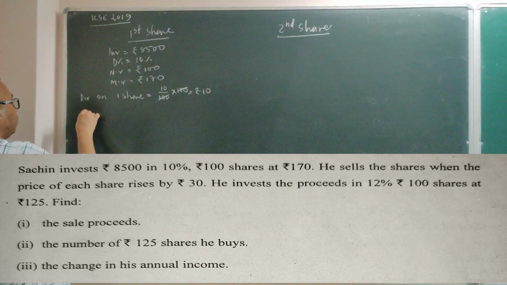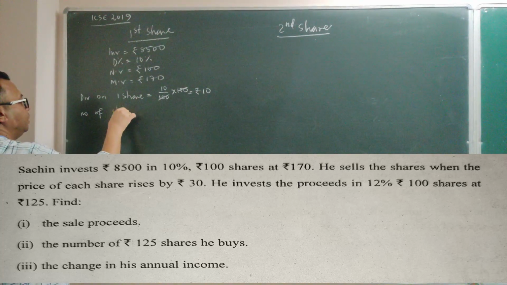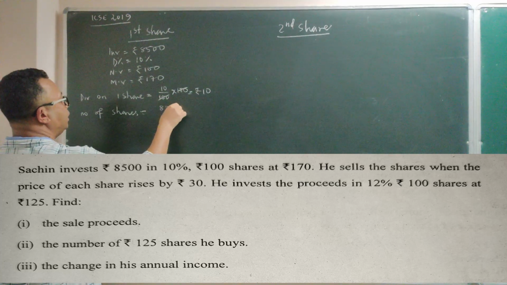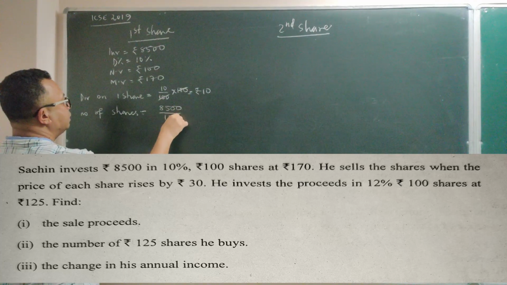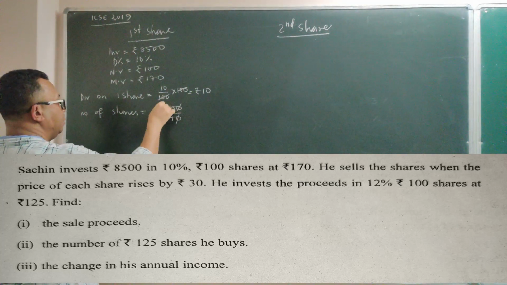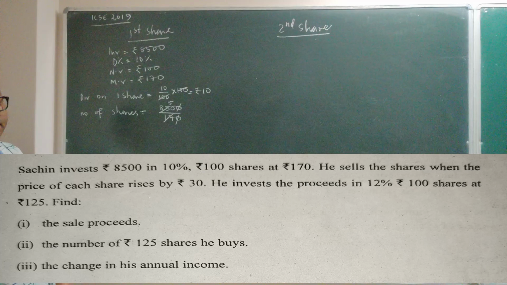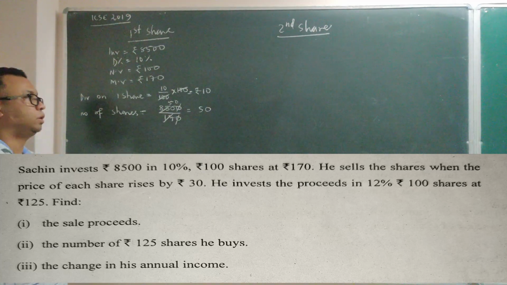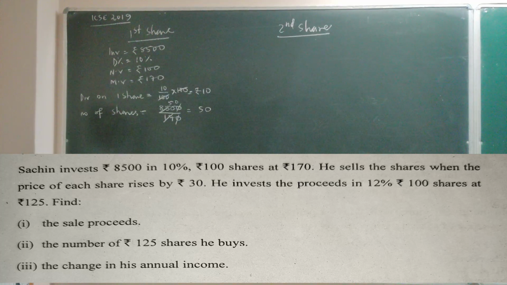Next, let me find out the number of shares. Number of shares is investment by market value. Investment is 8,500 and market value is 170. If I cancel this, 17 into 5 is 85. So there you are, the total number of shares he had purchased is 50.